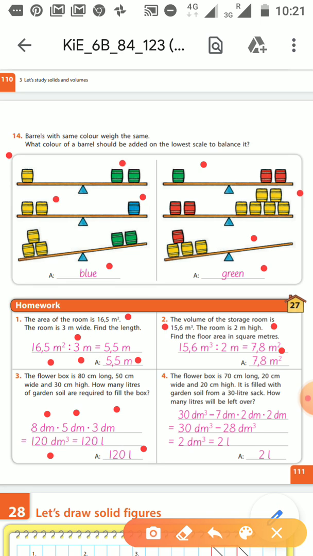And the final one, you've again been given 3 measurements, 70, 20, and 20. Okay, and it's filled from garden soil from a 30-litre sack. So you do the 30 litres, okay, and then you take away 7 times 2, which is 14, times 2, which is 28. And your answer is 2 litres.